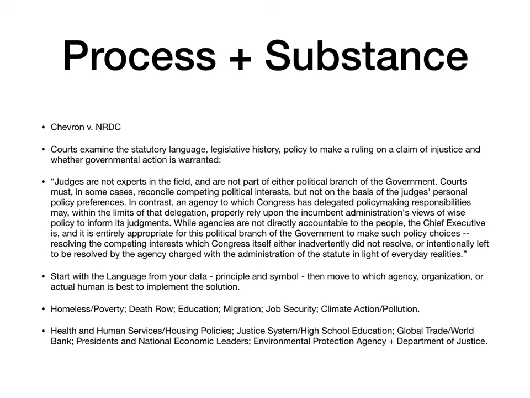And then if we look at migration and job security, well, that's global trade and the World Bank. And so they could deal with the migration issue, and then the presidents and the national economic leaders of each country would have to come over and solve the problem of job security. Climate action and pollution, we'd be looking at the Environmental Protection Agency and the Department of Justice to actually enforce the law. So you see there are actual specific human beings in specific organizations that can implement the solution that you're researching.